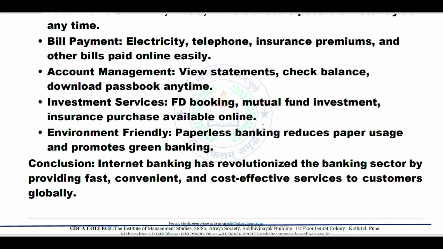Likewise, nowadays if you want the statement of your account, you will get it on your email in PDF form, password protected PDFs actually. So you can see that as well. Conclusion, what will be the conclusion for this particular question? Internet banking has revolutionized the banking sector by providing fast, convenient, and cost effective services to customers globally.